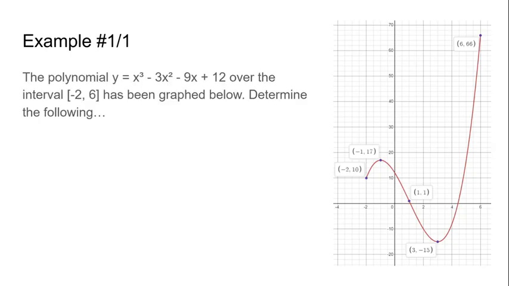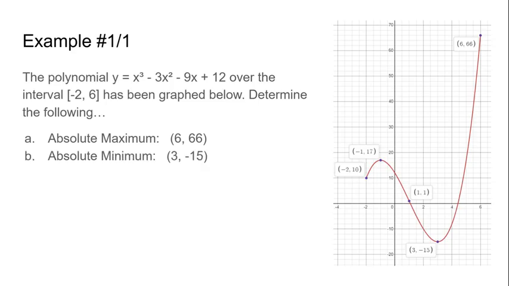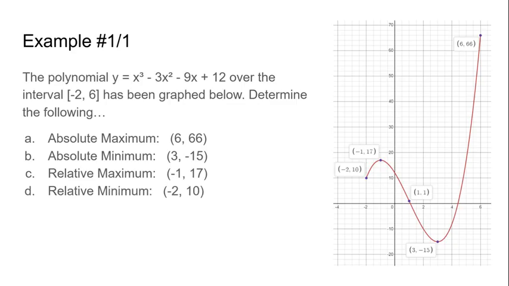Let's look at an example. Here we have a polynomial, and its domain has been restricted from -2 up to 6. Its absolute maximum is at 6, 66. Its absolute minimum is 3, -15. Its relative maximum is -1, 17. Its relative minimum is -2, 10. And its inflection point is 1, 1.